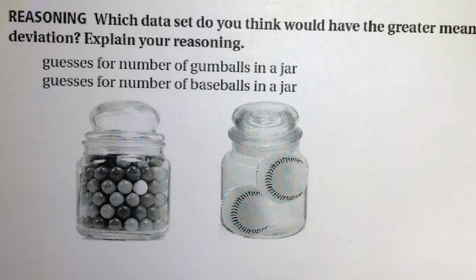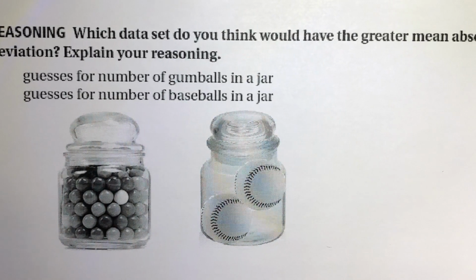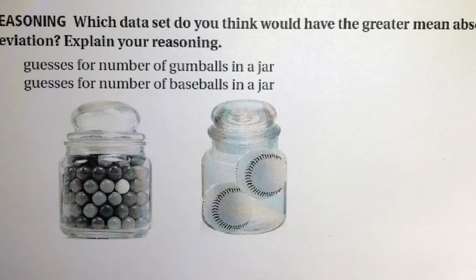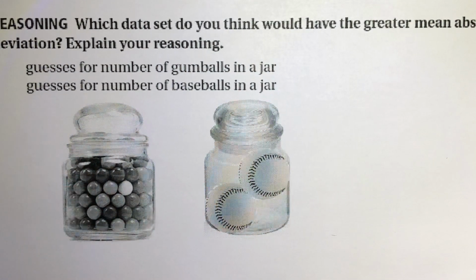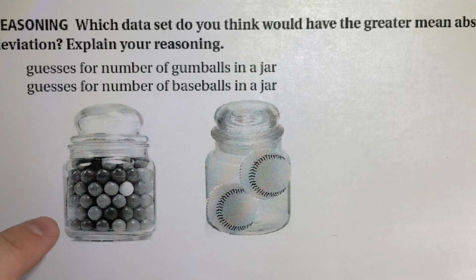Now, just being reasonable here, which of these jars do you think would have the greater mean absolute deviation? So people are going to be guessing how many gumballs are in the jar, and people are going to be guessing the number of baseballs in the jar. Yeah, obviously, the data is going to vary quite a bit with these guesses.